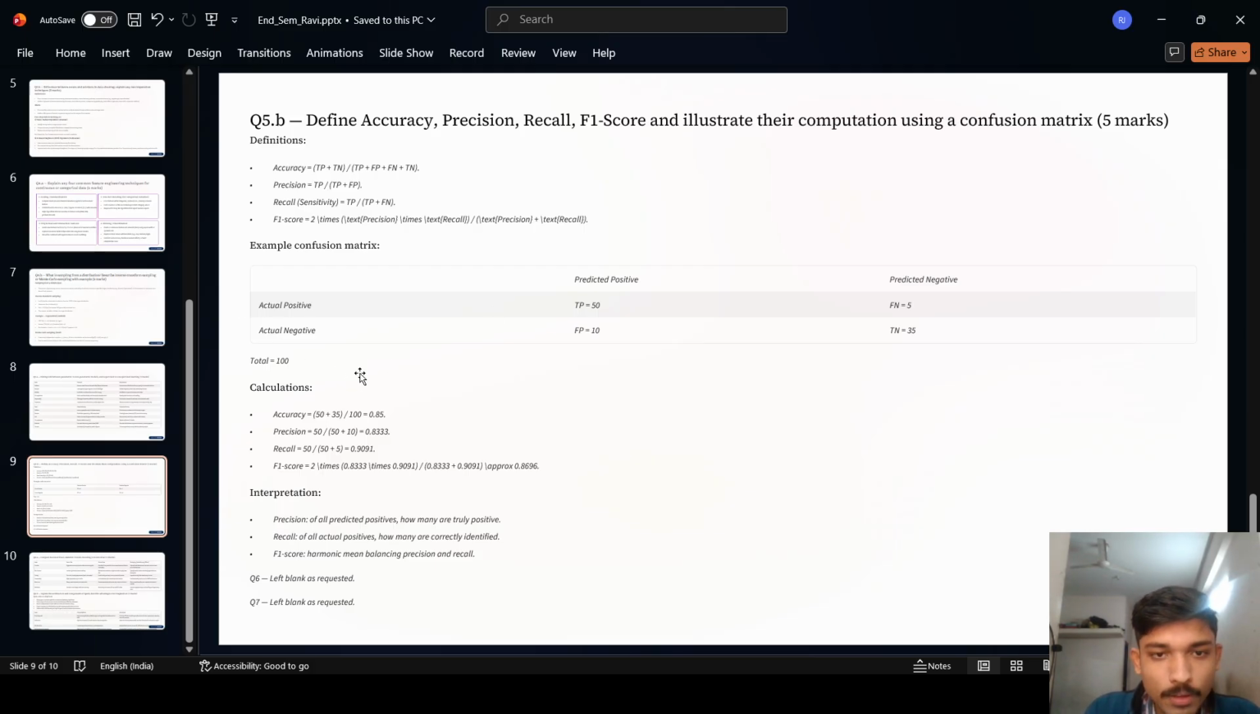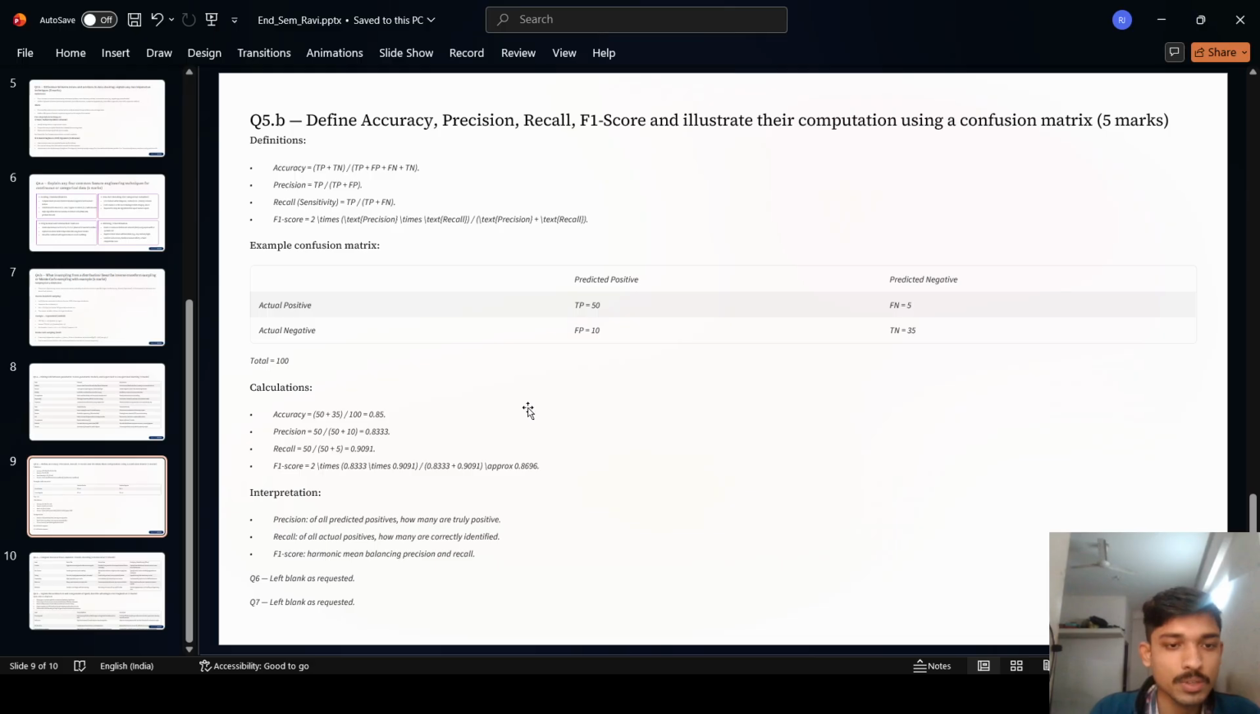So let's see the calculations using this confusion matrix. We will have a total of 100, so the accuracy becomes 0.85. The precision becomes TP divided by TP plus FP, which is 50 divided by 60, which becomes 0.83. Recall becomes 50 divided by 55, which is equal to 0.90, and F1 is the harmonic mean of recall and precision, which is approximately equal to 0.8696.